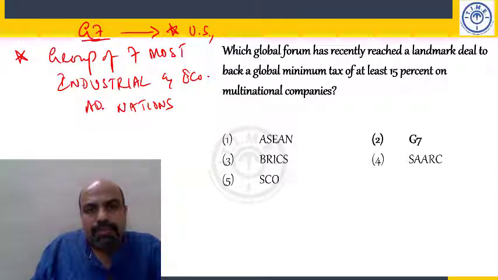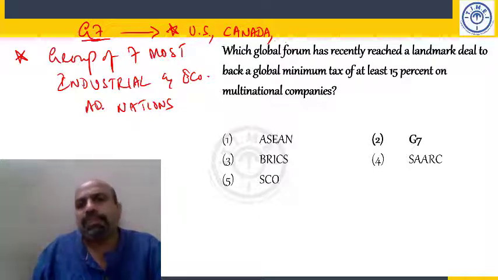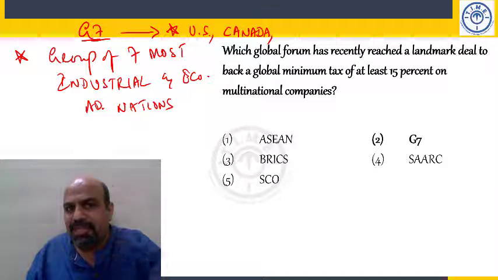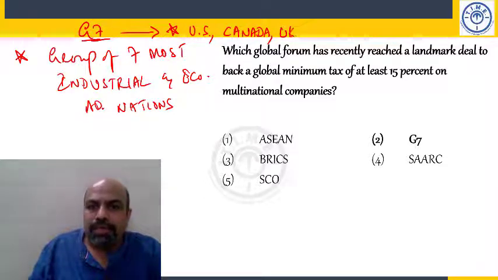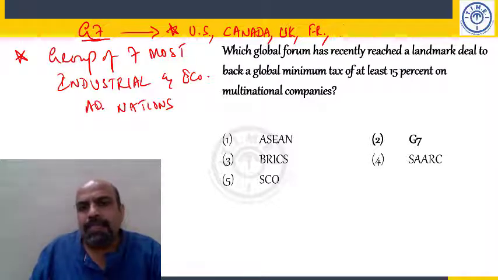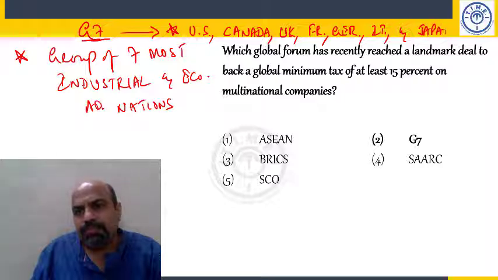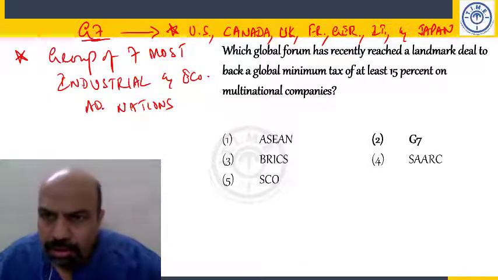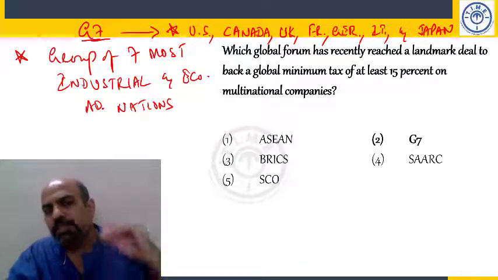United States, Canada. I'm coming in geographical order, United States, Canada, because United States is further west than Canada. There is Alaska, there is Hawaii. So United States, Canada, UK, that is United Kingdom, and France, then Germany, Italy, and Japan. So 1, 2, 3, 4, 5, 6, 7. The only Asian country in this grouping is Japan.